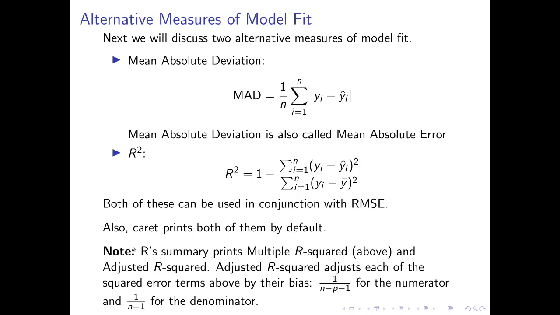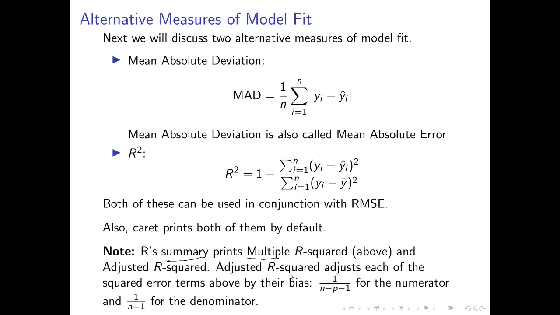So I will just make one other comment here. If you run summary on a linear regression model in R, R will print you multiple R squared, at least what it calls multiple R squared, and adjusted R squared. So multiple R squared is just this value. This is just translating. So this is multiple R squared, just usually called R squared.